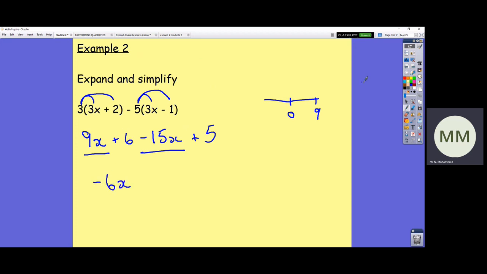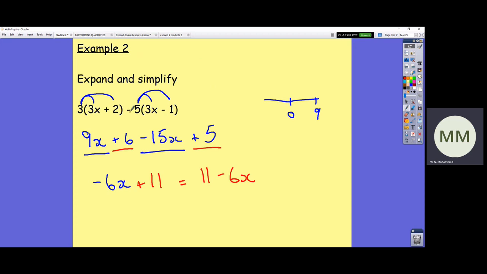Then I do the same with the numbers, and I get plus 6, plus 5. Well, that's a straightforward one, plus 11. And my answer is minus 6x plus 11, or alternatively, I can write that as 11 minus 6x, because as mathematicians, we don't like leaving negatives at the front, so we'll swap them around and there's no issue with that.